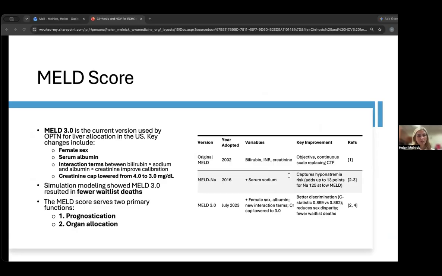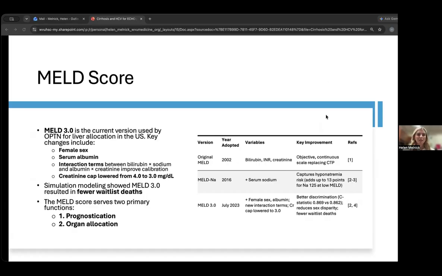So let's talk a little bit about the MELD score as well. If you've ever seen any of our notes on patients who are cirrhotics, we calculate MELD on everyone because it's a really useful tool for us. But I just wanted to update because over the last couple of years we've gone to using the MELD 3.0. And so this is the current scoring system used for liver allocation in the US.